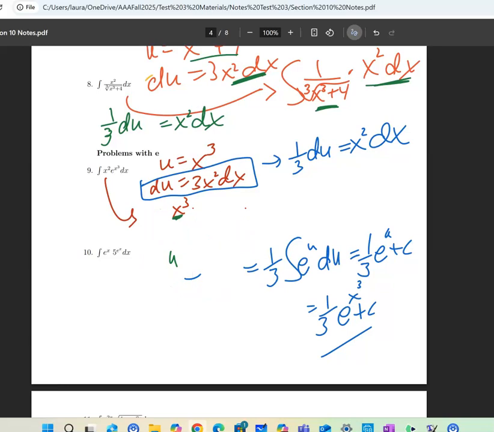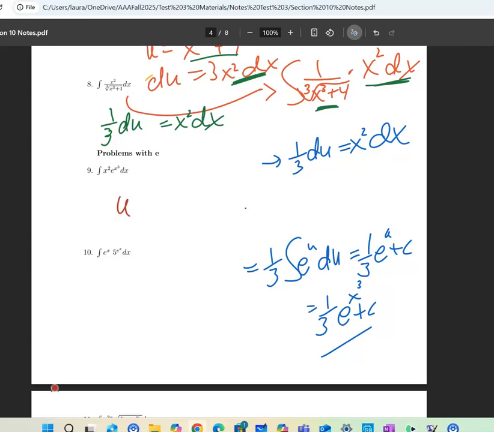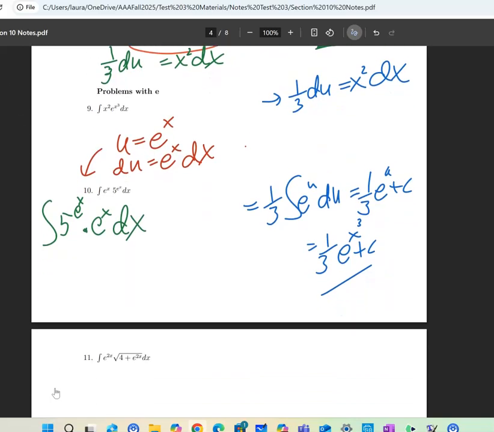Okay, so let's do number 10 here. So number 10, inside of the exponential function 5 is e to the x. Okay, so for this one I'm going to let u equal e to the x. And you know the derivative of e to the x is e to the x. Okay, so I'm just going to rewrite this. I'm going to put the 5 to the e to the x first times e to the x dx. So by doing that, I'm hoping you can see this is this. So this gets a du.